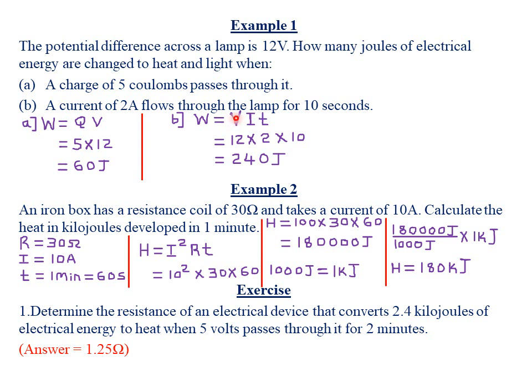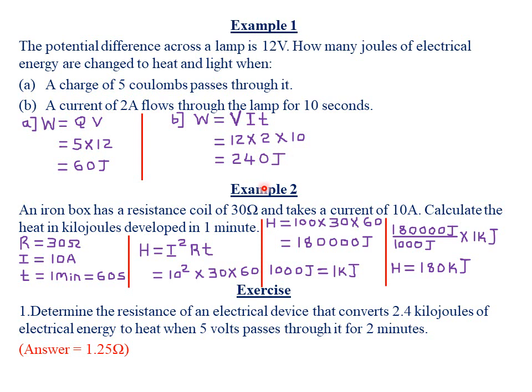Of course, potential difference V, we are given as 12 volts, multiplied by the current in amperes, which is 2 amperes. That is for part B. Then the time is 10 seconds. So 12 times 2 times 10, you will simply obtain the work done or the electrical energy of 240 joules.